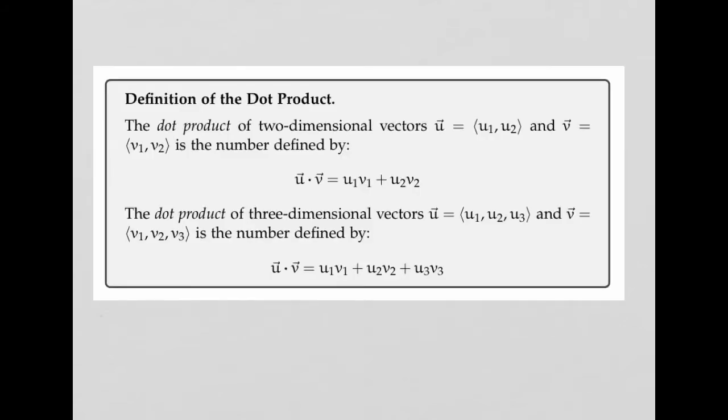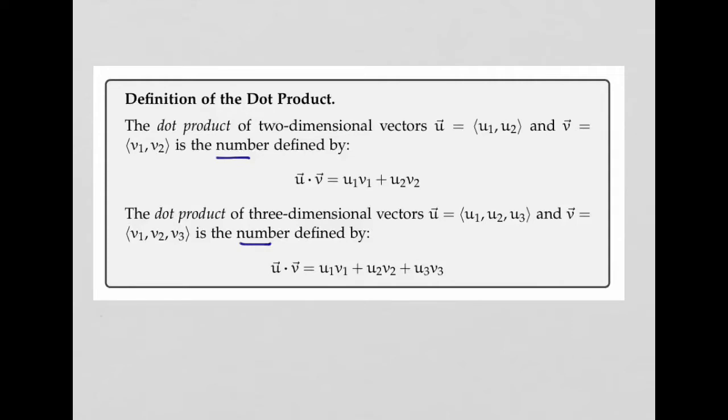This video is about the dot product, specifically the dot product in 2 and 3 dimensions. For two vectors u and v, the dot product is the sum of the products of their respective components. The dot product will always be a number, not a vector.